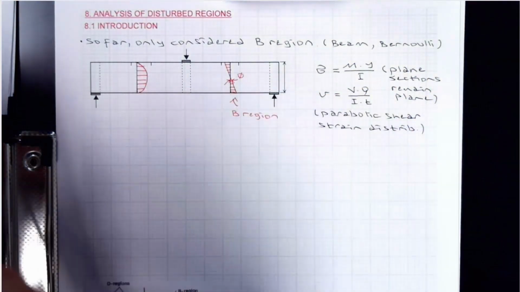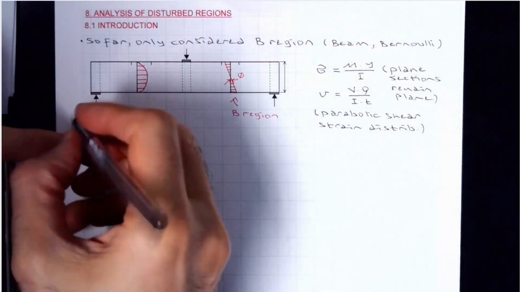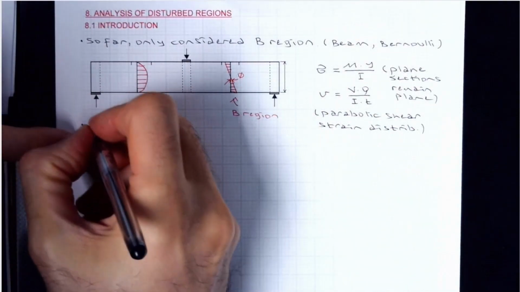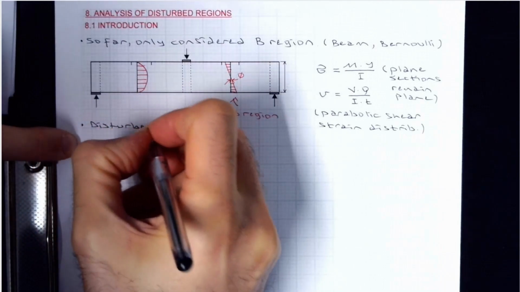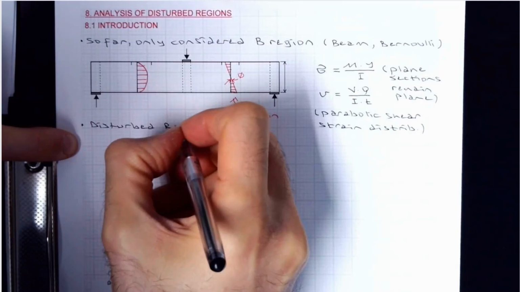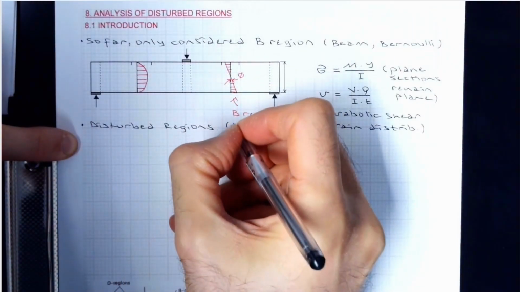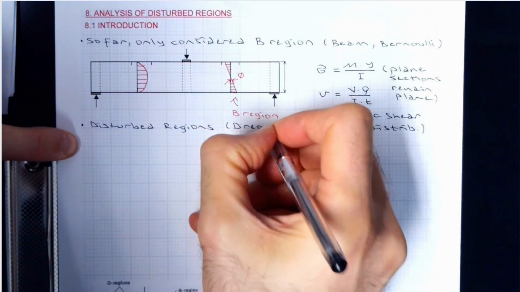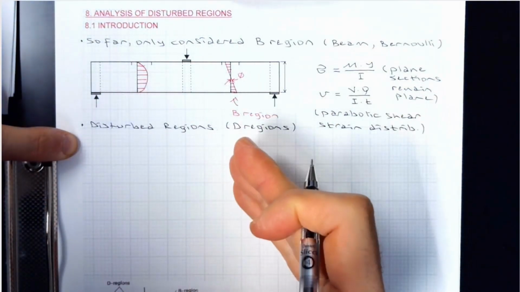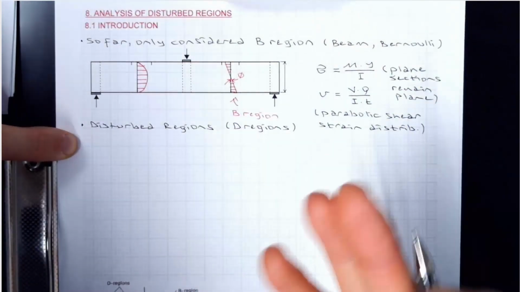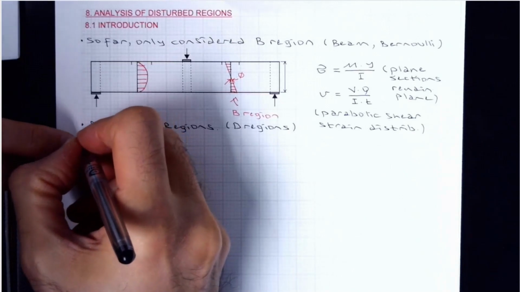So now let's determine what's B region, what's D region. Let's define first of all disturbed regions. These are called D regions. You might also call them deep region. That also stands for D. That's the appropriate wording for that one.